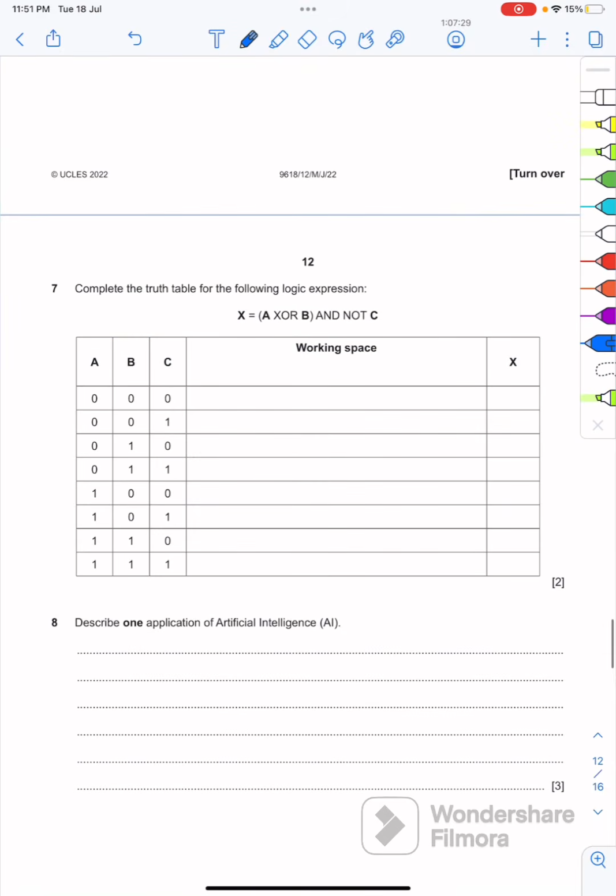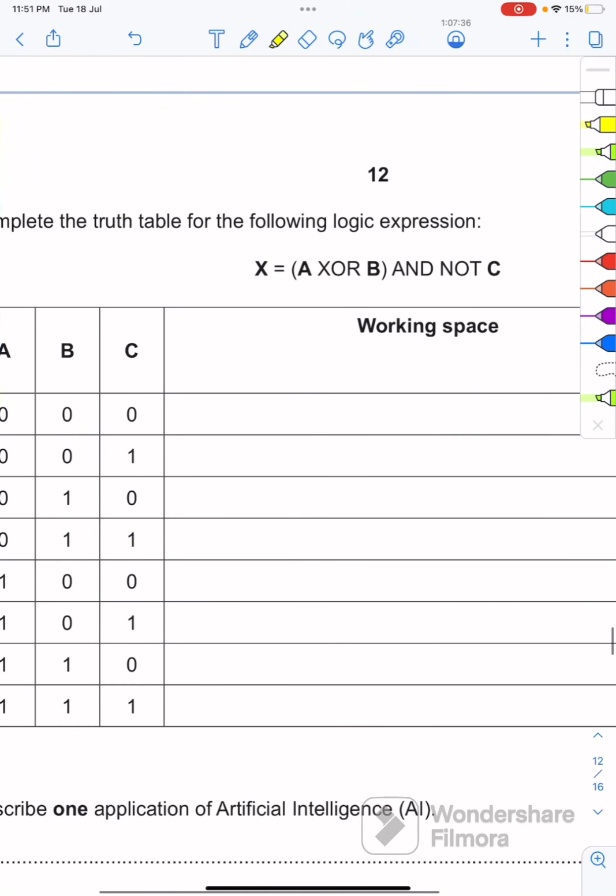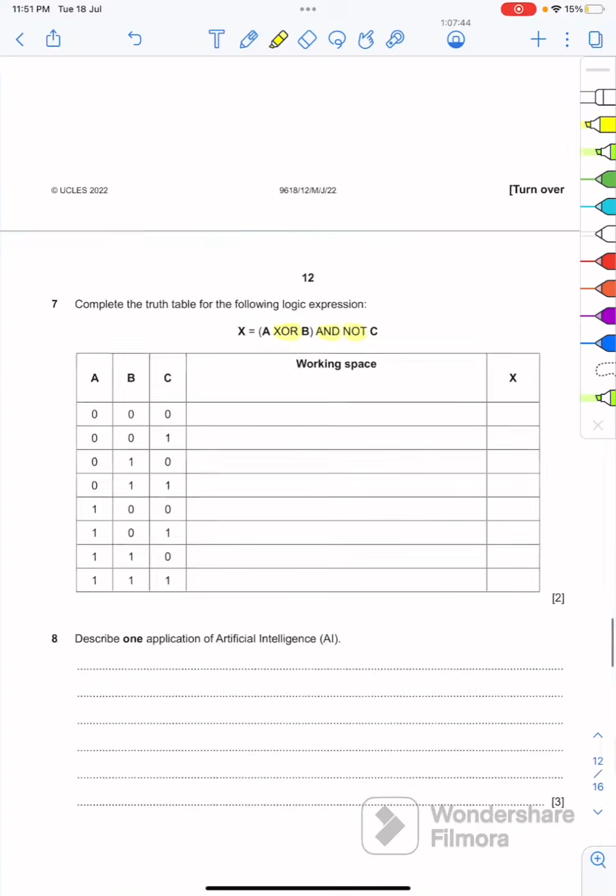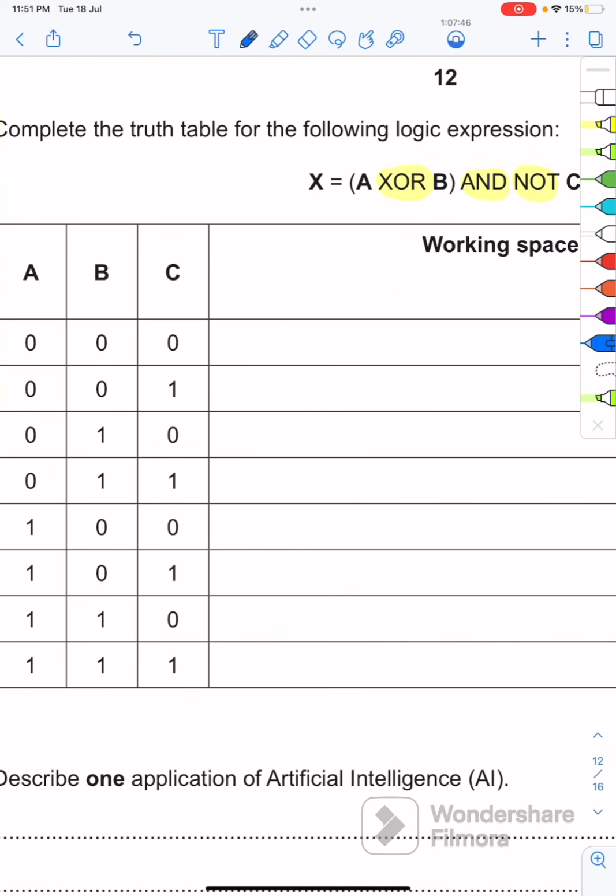So now moving on to question 7. They haven't given us a logic gate diagram, funnily enough, but they've just given us a truth table. So we touched upon the use of XOR, and we know AND is for multiplication, and we know NOT inverts. So keeping this in mind is going to be pretty straightforward. So you've got A XOR B.